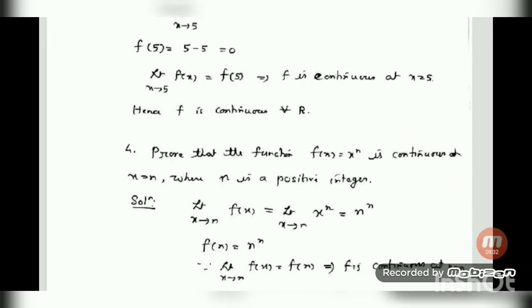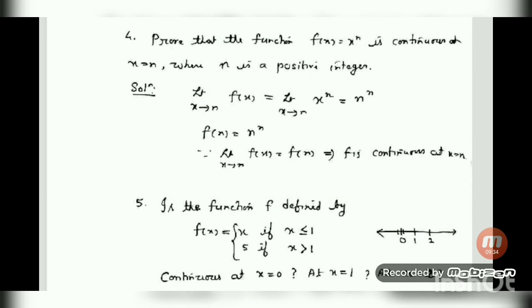Okay, now go to the next question, number 4. Your question is prove that the function f(x) equal to x to the power n is continuous at x equal to n, where n is a positive integer. At the point x equal to n, you have to check the continuity. This is the function. So limit you have to take to the point n. Now, hope you understand that here, is it required to separate left hand and right hand limit or not? Obviously not, because the function is defined only by one way.